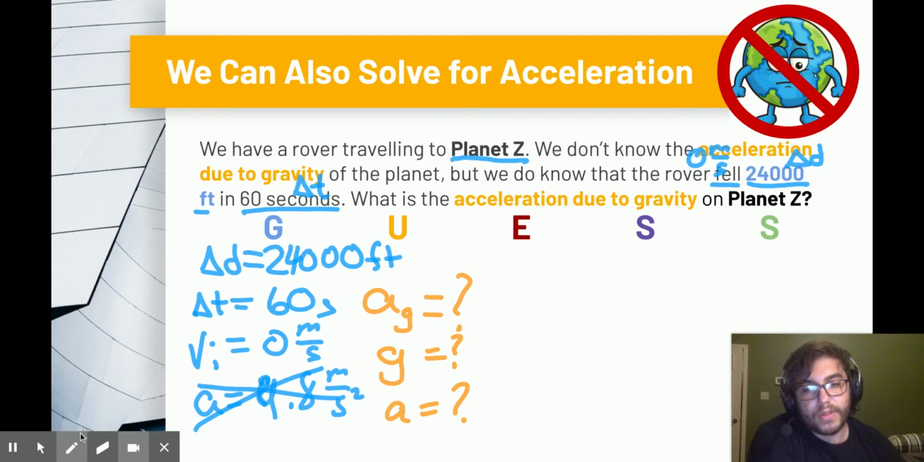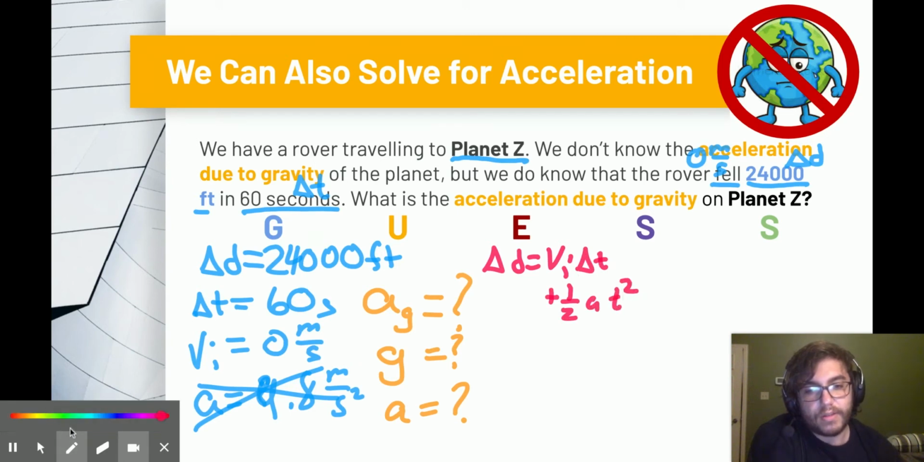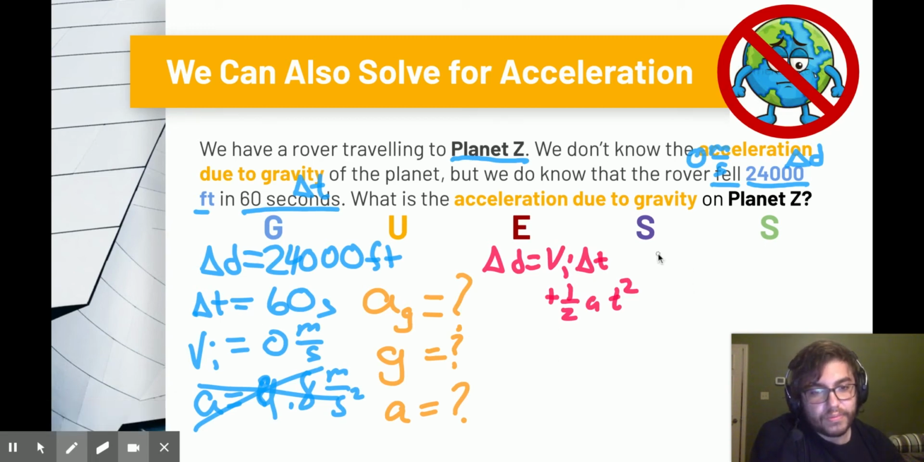All right. My equation is the same as we've been doing the whole class. Delta D equals VI times T plus 1/2 A T squared. Alrighty. So, let's plug this stuff in. 24,000 is equal to 0 times 60. Again, that will be equal to 0, so we can cross it out. Plus 1/2 A times 60 squared.